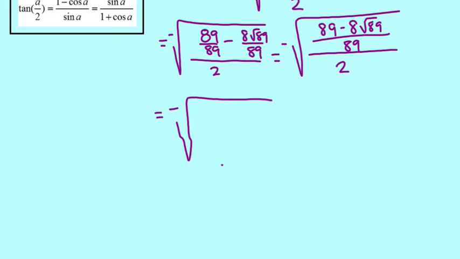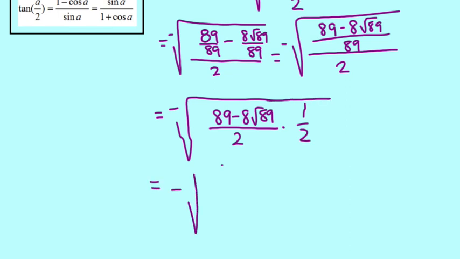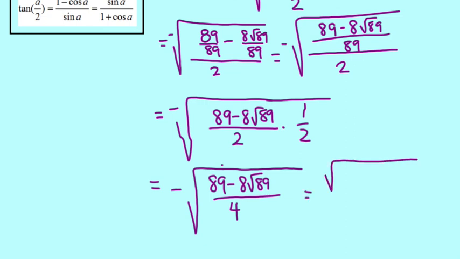Now we're going to go ahead and flip that denominator of 2 to 1/2 so that you can multiply across. You get 89 minus 8 square root of 89, over 4. And just like we've done before, you can separate that radical out into two radicals. So square root of 89 minus 8 square root of 89, all over 2, because the square root of 4 is 2. There's your exact value.